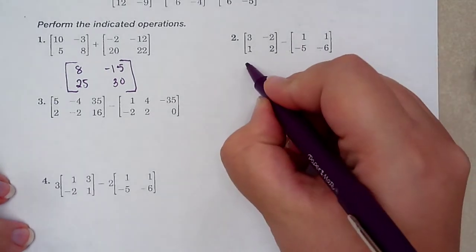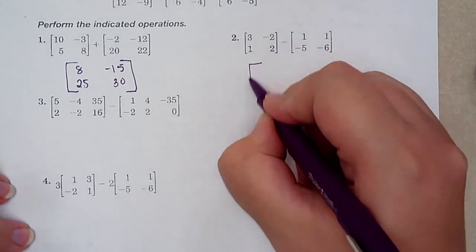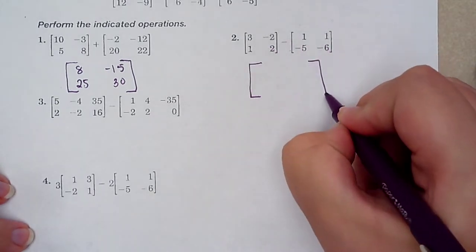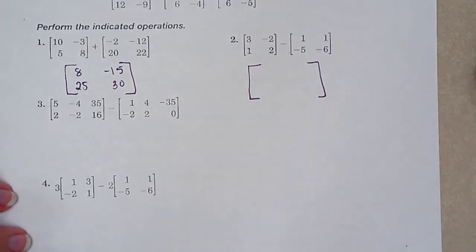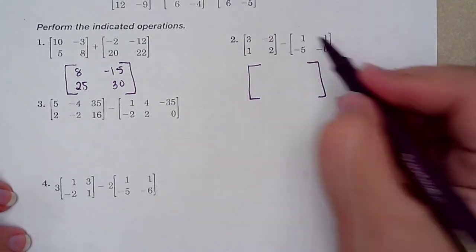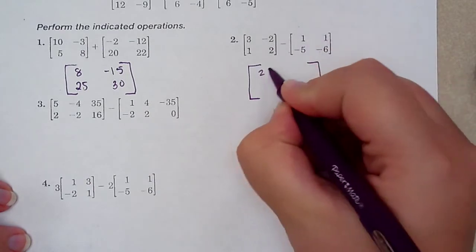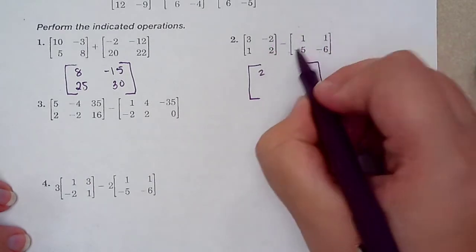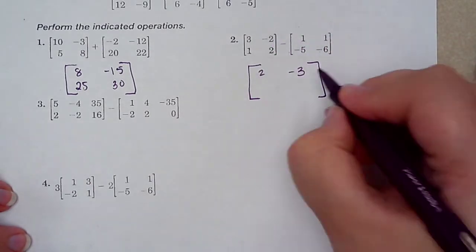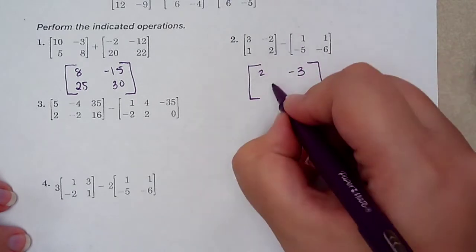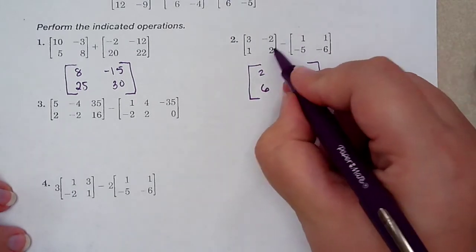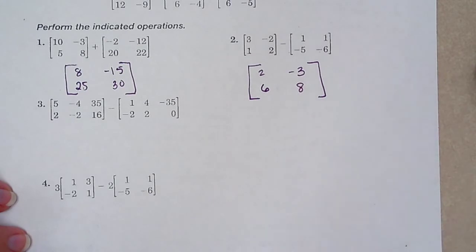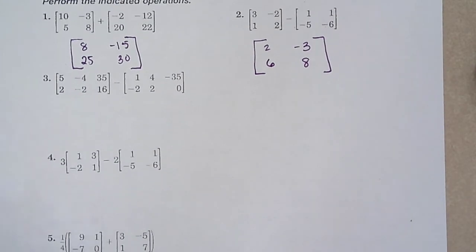Let's do another one here. 2 by 2, 2 by 2. This one is subtraction. The big thing with subtraction, we have to be careful if we have double negatives. Those can trip us up. 3 minus 1 is 2. -2 minus 1 is -3. 1 minus -5 is 6. And 2 minus -6 is 8. All right, if you didn't already, go through and pause this video. Try the next three on your own.